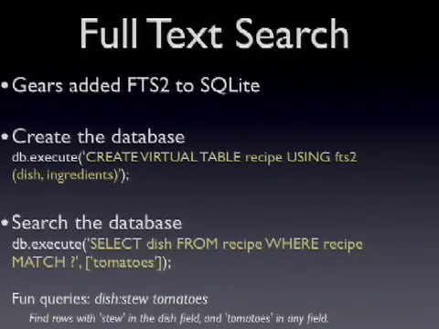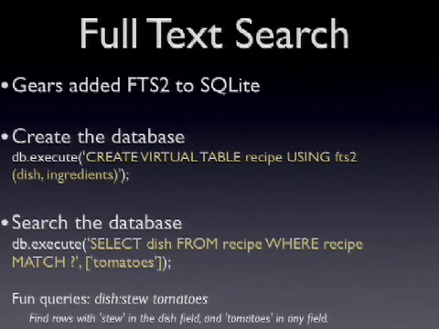So you might have heard about full text search. This is really straightforward. There's a module called FTS2 that's a part of SQLite. And to use it, you create what's called a virtual table. You use the SQL syntax, and you say you're using FTS2. That's kind of the indicator. And then you provide the columns that you want to be part of this full text search database.